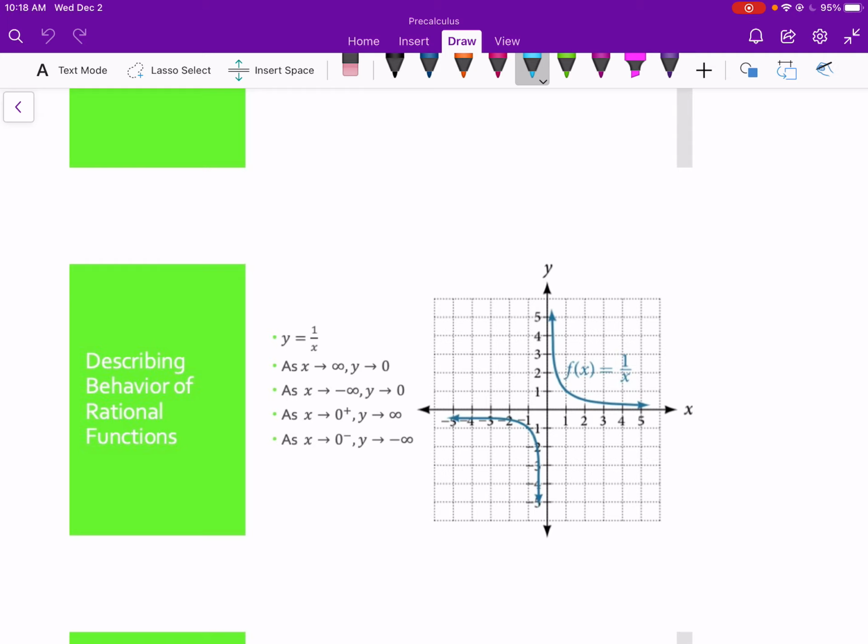So as x goes to infinity, y is going to 0 now. And as x goes to negative infinity, y is also going to 0. Okay, you can see that going along here. It's getting closer and closer to 0, but it's never actually going to touch 0.